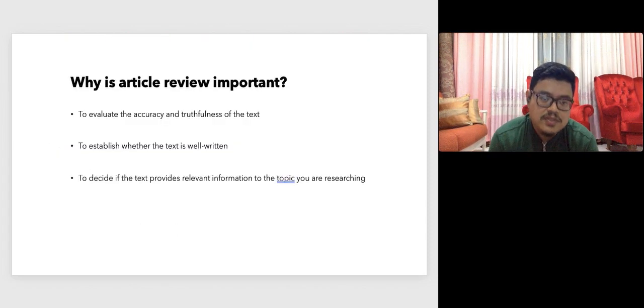Okay, so before we get into the technical aspect of the article review, right? So let's look at why it is important for us to be able to produce a good article review. Okay, so first of all, giving critical reflection on what we read requires us to decide whether the sources that we read are accurate or truthful, right? So that is very important. And next is to establish whether the text is well written, right? So you have to be able to give your own opinion whether the text that you are reading is good or not. And lastly is to decide if the text provides relevant information to the topic you are researching. So for you as students, you have to read a lot to do your research and whatnot. So if you have the skills, you will be able to go through a lot of sources in a much shorter time.